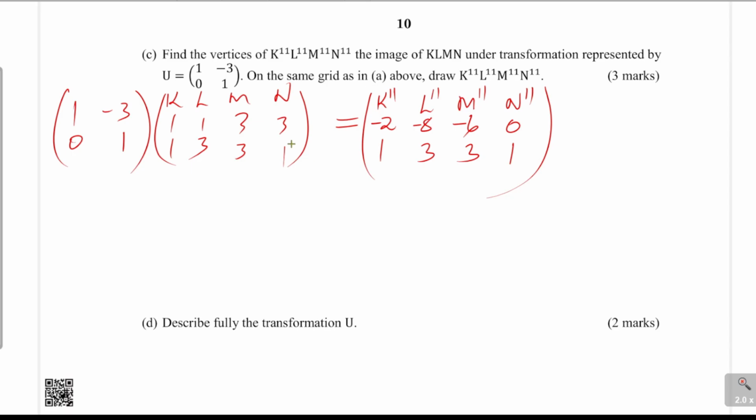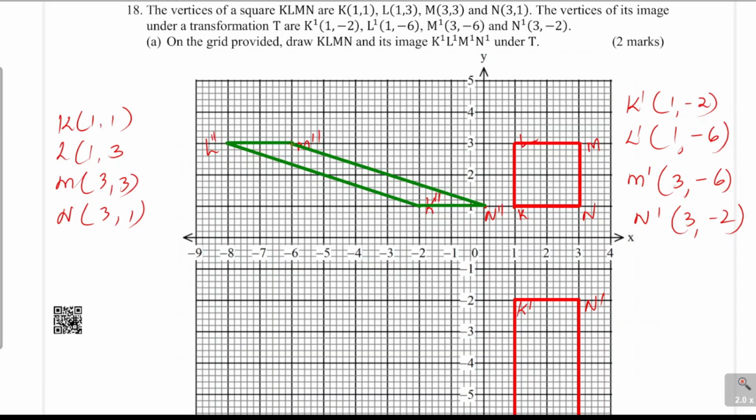So let us look at these two, KLMN and then the image. Which type of transformation is that? When you just look at that transformation, you notice that this one is a shear. And why do you conclude that this one is a shear? What points make you think that this one is a shear? Because you can see the points are displaced parallel to a certain fixed line.